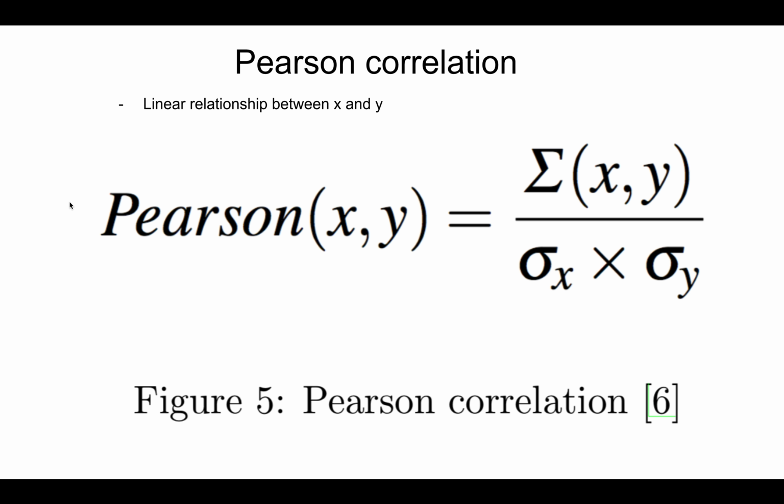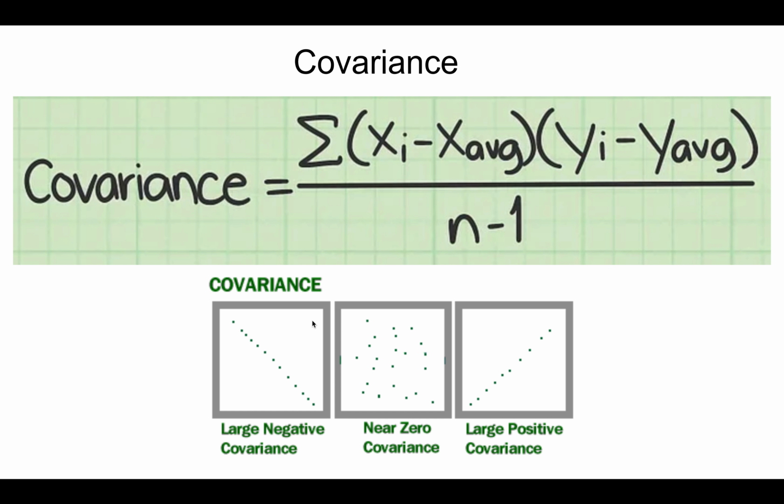So in this tutorial we're going to take a look at Pearson correlation, which is the linear relationship between the x and y vector. For the Pearson correlation of x and y, we are going to take the covariance of x and y over the standard deviation of x multiplied by the standard deviation of y. So let's start by taking a look at this covariance part here, what that is.